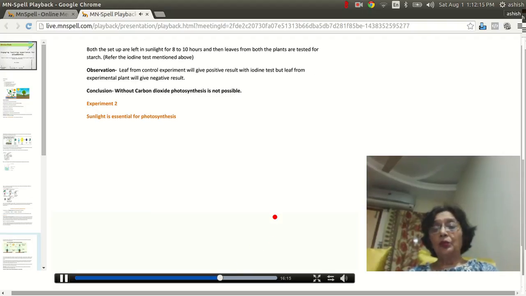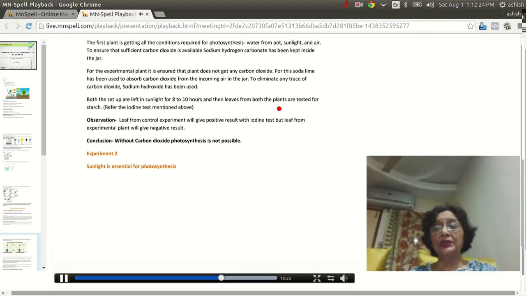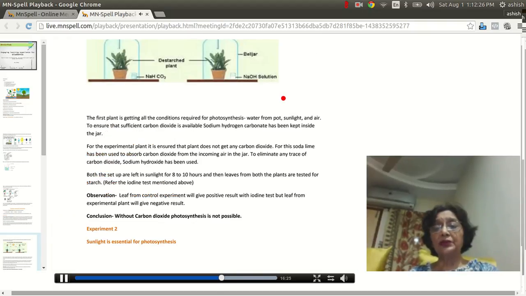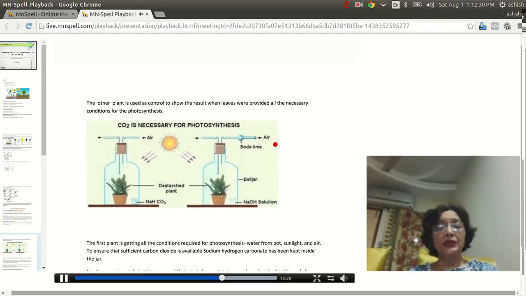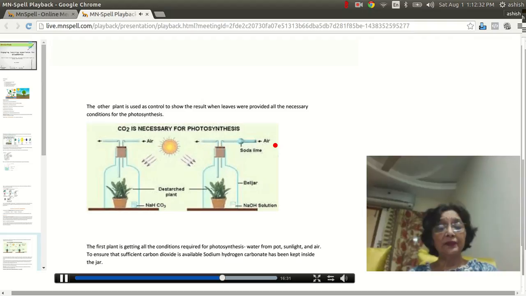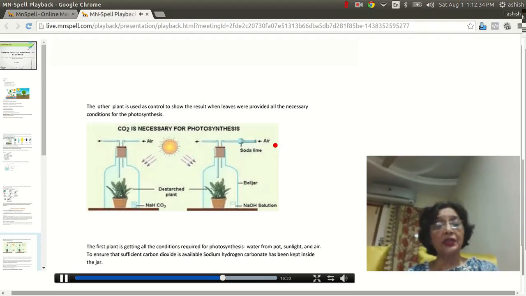Now, how to create a starch-free environment? My main problem is this: how to create an environment. For this I require to keep my plants in a bell jar. I hope this diagram is clear to you.